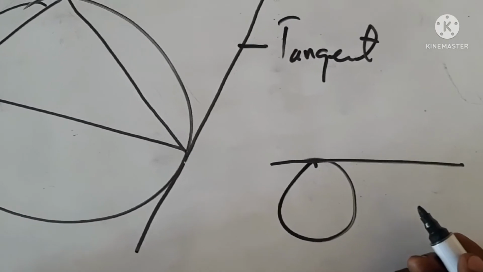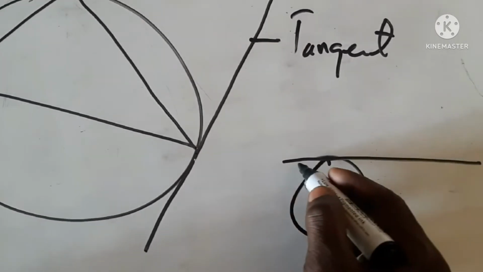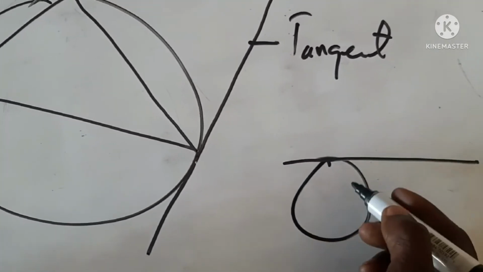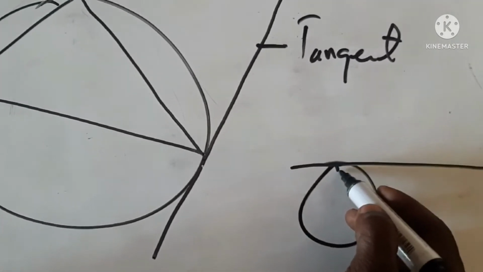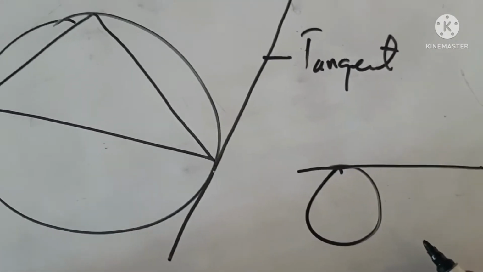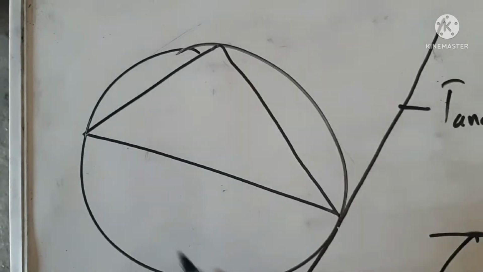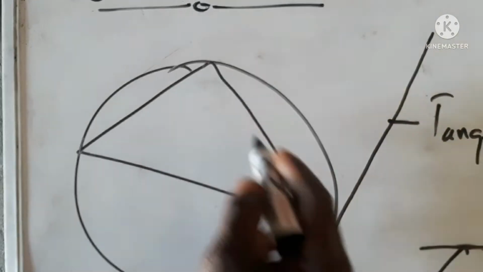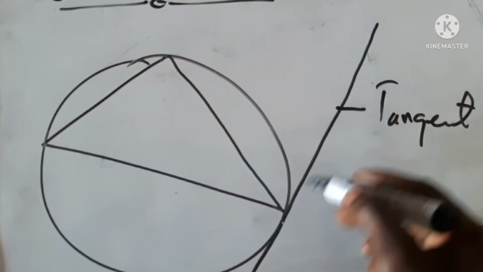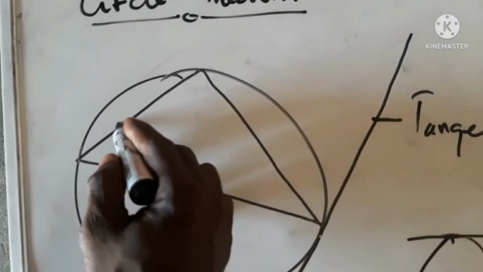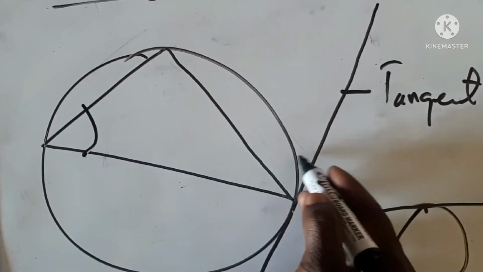A tangent. That's the most important thing. Mathematically, a line that passes from outside the circle and touches the circumference of the circle is what we call what? A tangent. So two things you have to pay attention to. You have the circle, you have a triangle inside the circle, and then you have the tangent. Now you want to determine the angle that is formed with the tangent.